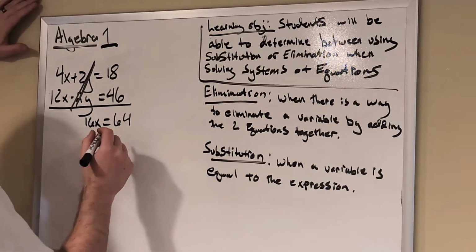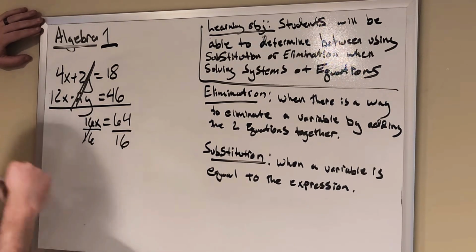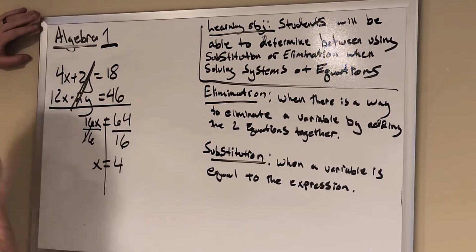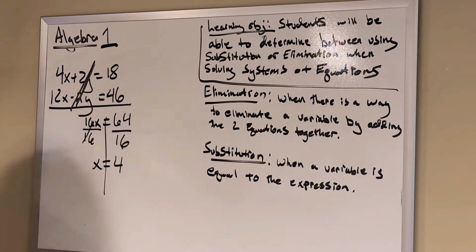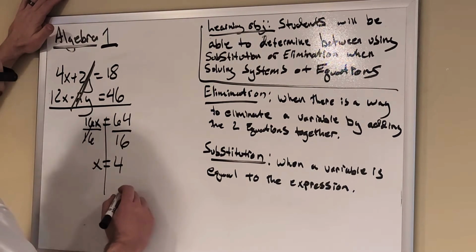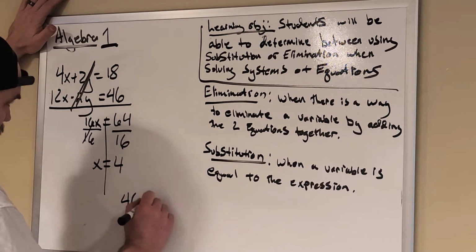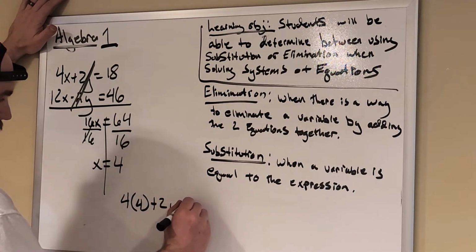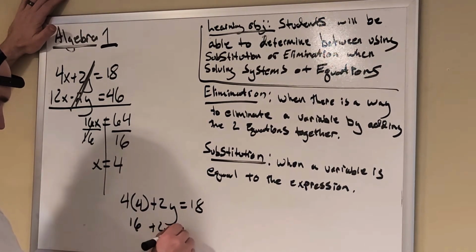And then divided by 16, divided by 16, 64 divided by 16 is going to be x is equal to 4. All right. So I know what my x is equal to. Then I got to plug that x back into one of the equations. I'm just going to plug it into the first equation because that seems like the simplest way to do. And so we have 4 times my x variable, which is 4, plus 2y equals 18.